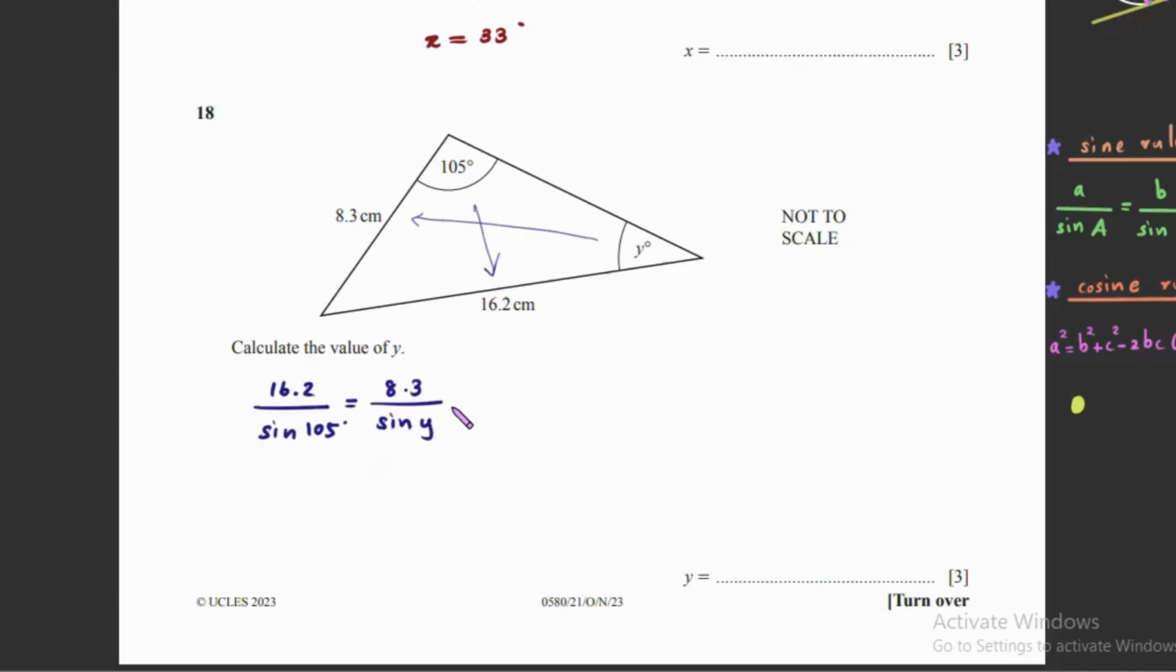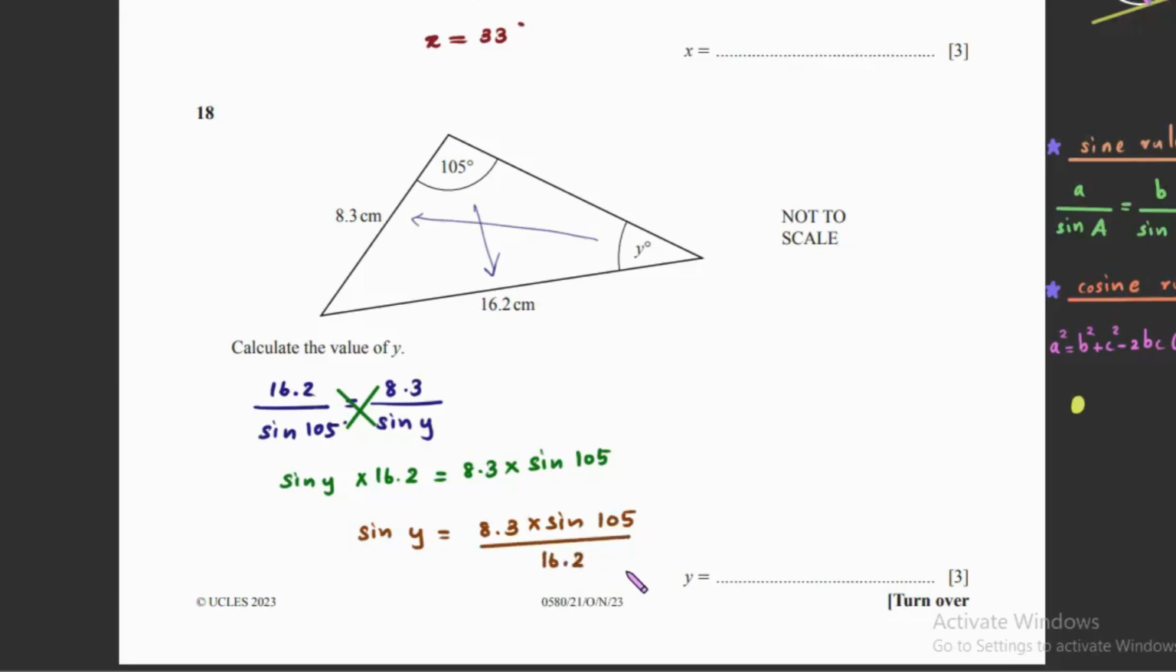I now need to isolate y. When we have 2 fractions on either side of an equal sign, we need to cross multiply to find the value of the variable. In this case, we will have sine y times 16.2 is equal to 8.3 times sine 105. I'm going to bring this 16.2 to the other side, so that will give me sine y is equal to 8.3 times sine 105 divided by 16.2.